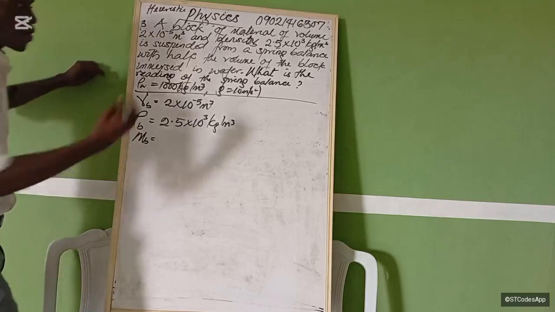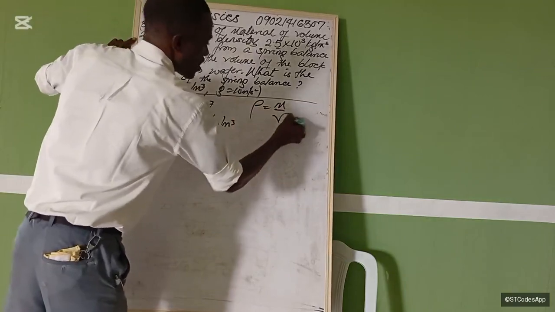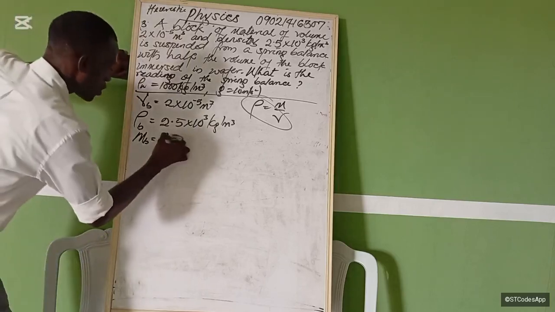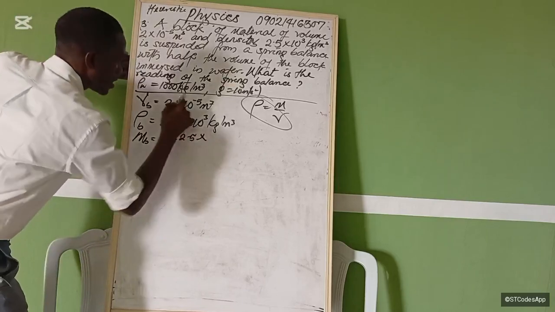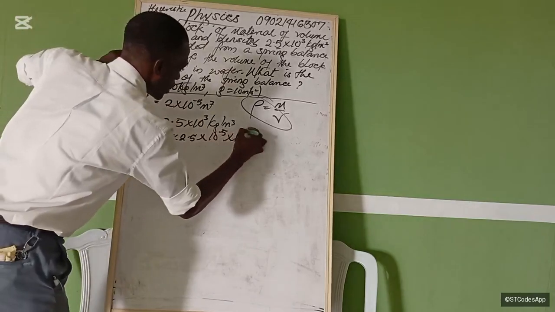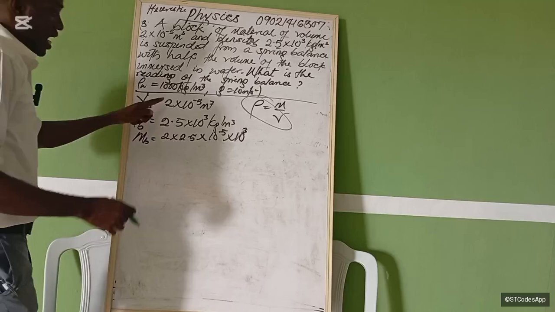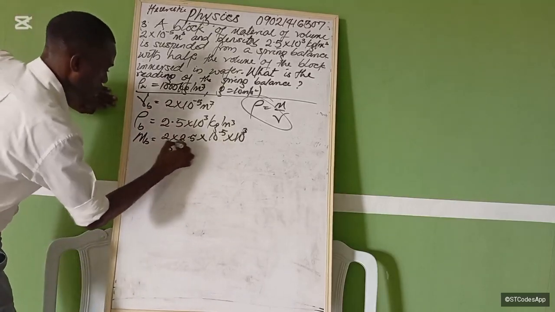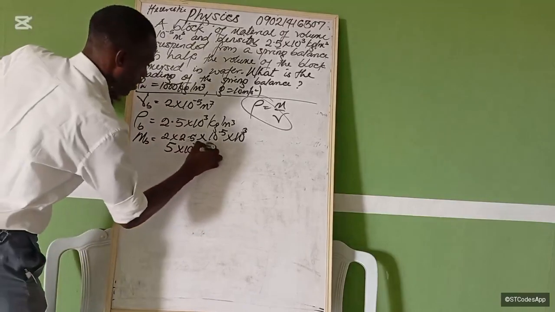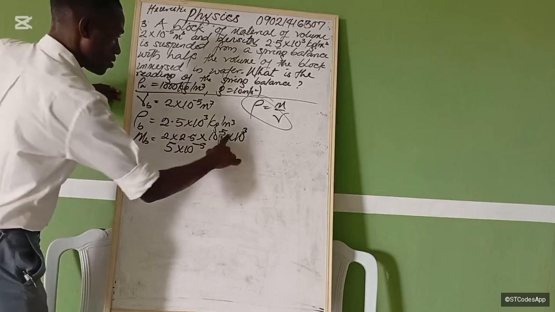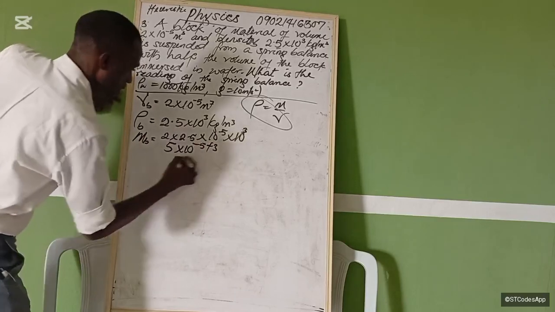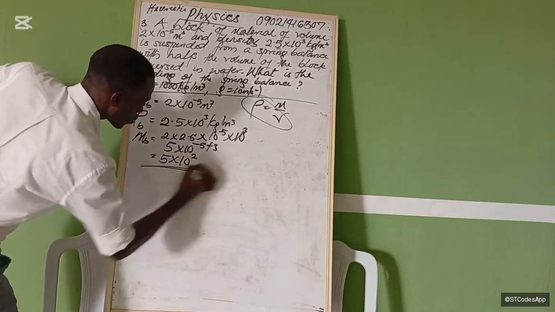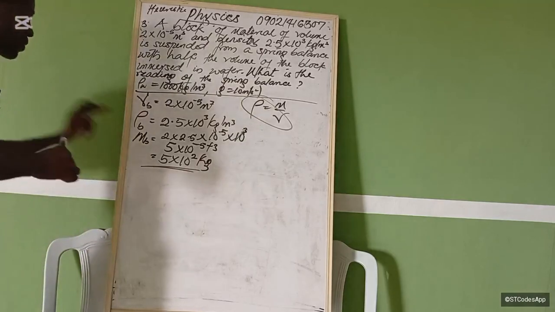This times this, basically, from rho equal to m over v. So mass is volume times density. So you have 2 times 2.5 times 10 raised to the power minus 5 times 10 raised to the power 3. What I just did is multiply this by this and this by this. Is that okay? So this will give me 2.5 times 2, that's 5, times 10 to the power minus 5 plus 3, so 5 times 10 to the power minus 2. This is going to be the mass of the block.